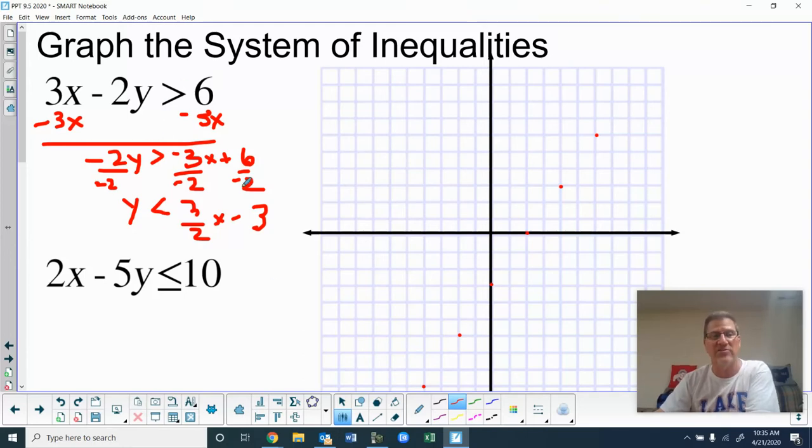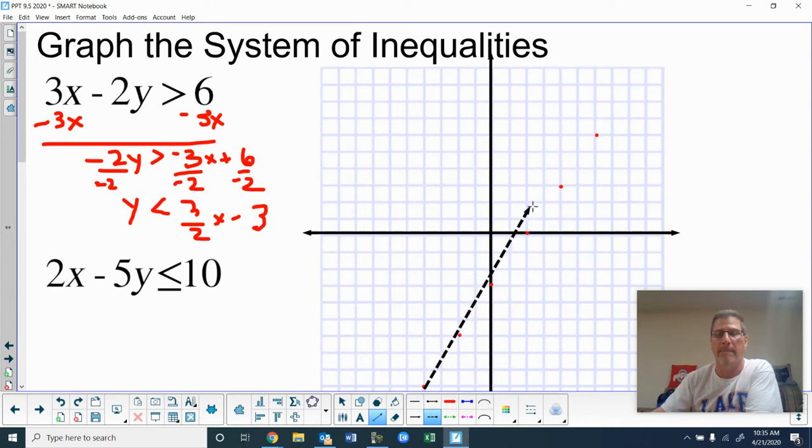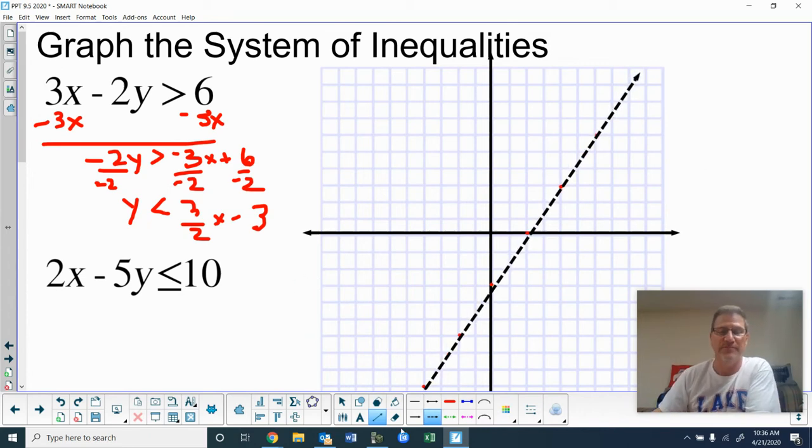All right, and it's a dashed line again this time. So I'm going to get my lines and get a dashed one here. I'll just use a black one this time. Okay, and we'll shade that one with red. Keep our red pen there.